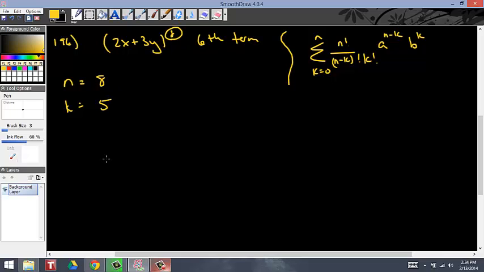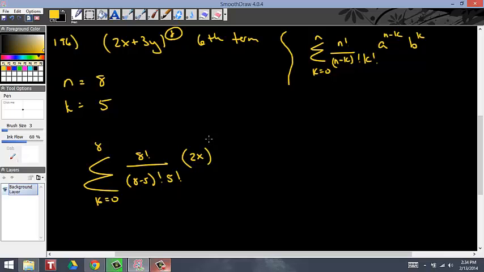So this is going to be summation from k equals 0 to 8 of n factorial, so 8 factorial over n minus k, so 8 minus 5 factorial, 5 factorial. And that's now going to get multiplied, Yael, by 2x to the n minus k, so that's 2x to the third, and then b to the k, so that's 3y to the fifth. So far, so good, Yael?